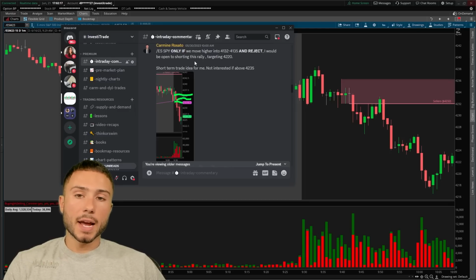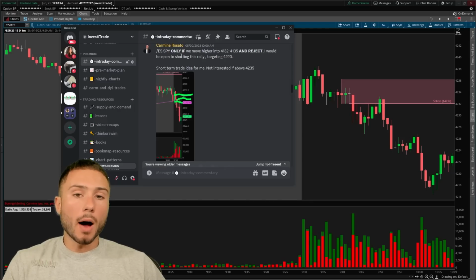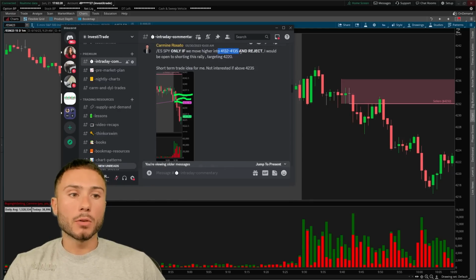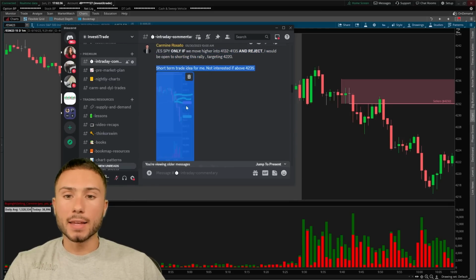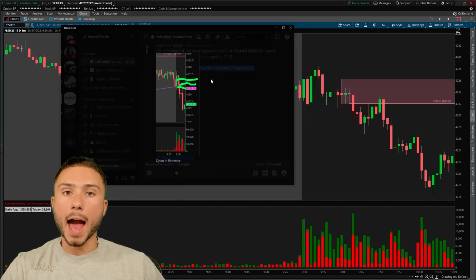During this day, in the intraday commentary tab of the Discord, this is where I post my thoughts in real time as the market develops. We are watching the S&P 500 to move into 4132 to 4135 and reject. I would be open to shorting that rally, targeting levels below. It was simply a short-term trade idea where we were watching the market rally into that level where we spotted those sellers, for sellers to step in and react.